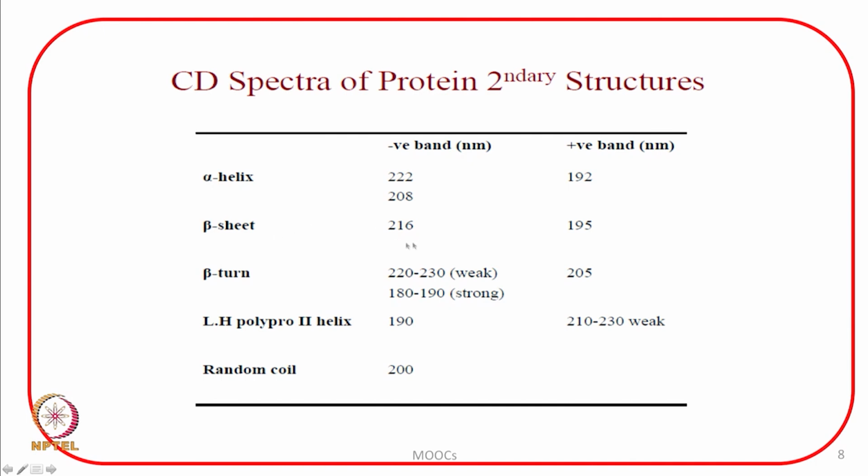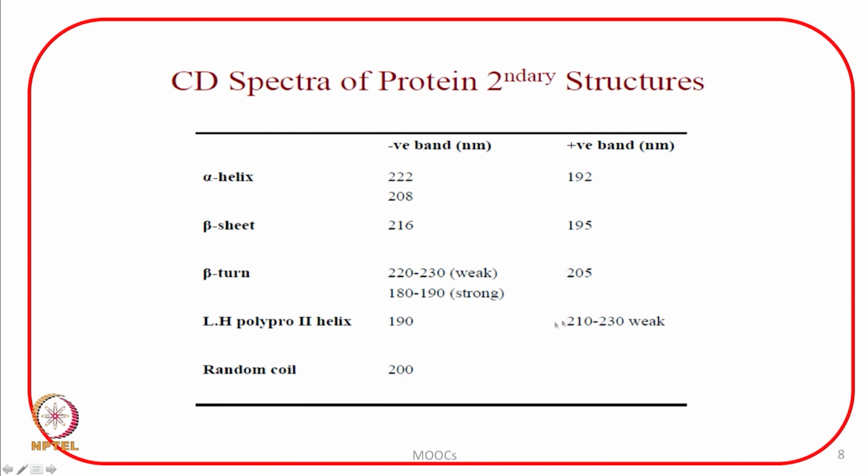A negative band at 216 nanometer and a positive band at 192 nanometer are characteristic of beta sheet. Beta turn is accompanied by a weak negative band in the range 220 to 230 nanometer and a strong negative band in 180 to 190 nanometer and a positive band at 205 nanometer. Similarly, a random coil will show up as a negative band at 200 nanometer.